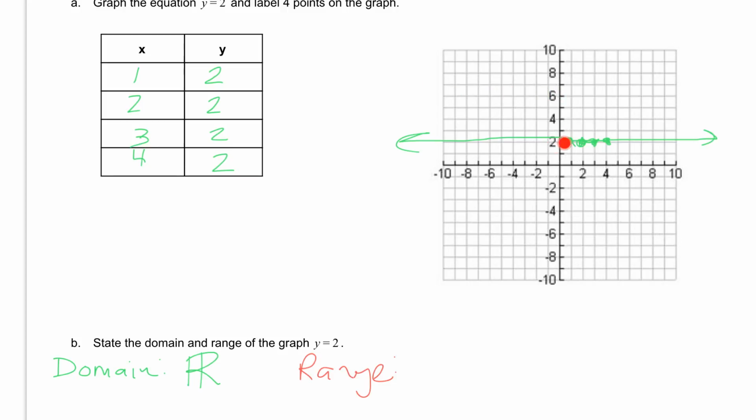The only y value that's going to have a point on my graph is 2. No other y value will find a point anywhere on that graph. So my range is y equals 2.